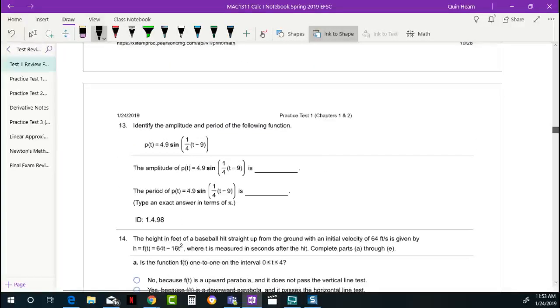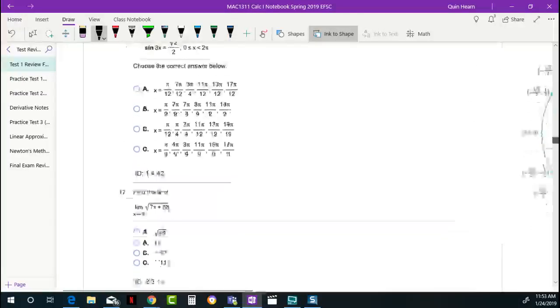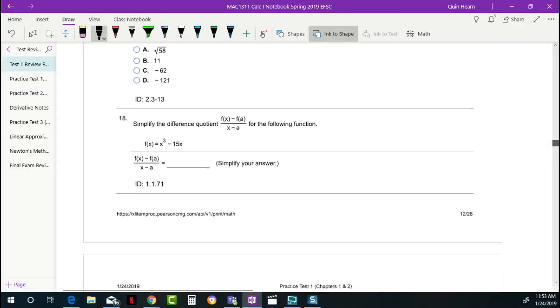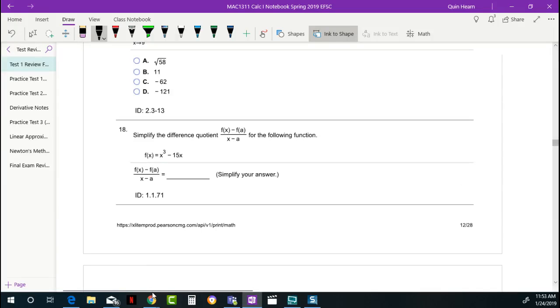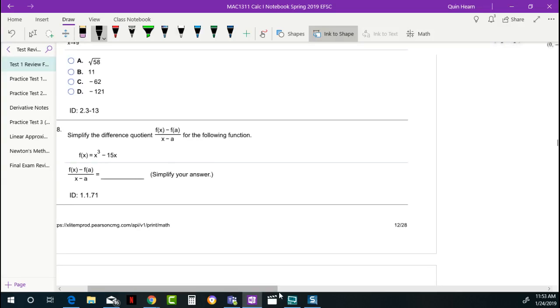There was one more that I definitely would like to do before we stop today, which is simplifying a difference quotient. Sometimes people have issues with this. So let's go ahead and simplify the difference quotient.